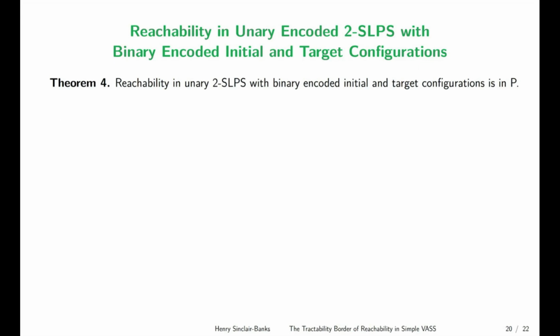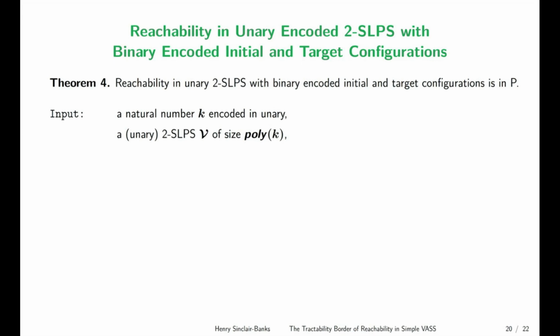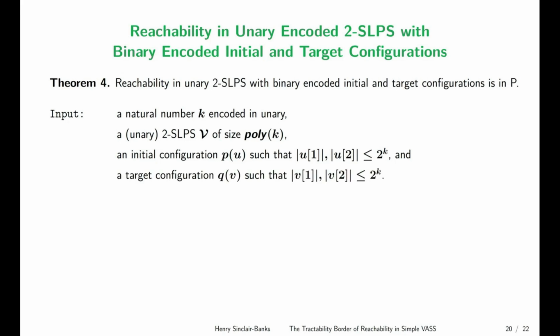Let me just be clear with what the input of this problem even is. Firstly, we'll input a number in unary, and I'm going to have a 2-dimensional system. It's unary, so the size of this must be polynomial in k. I can write down numbers in the unary sense, and I'm allowed to write down the initial and target configurations in binary. So because the 2-dimensional system has 2 components, I'm going to say that the 2 values are at most 2 to the k. Same with the target. Is reachability, can you go from the initial to the target?